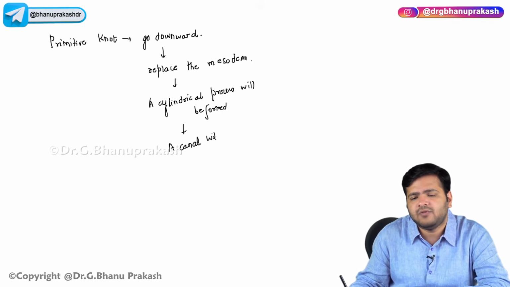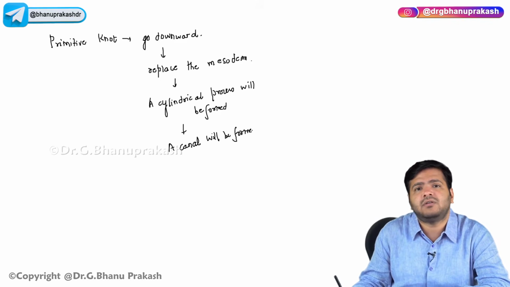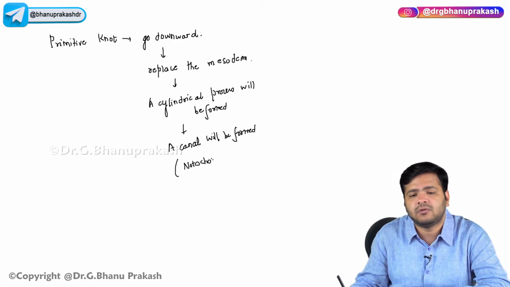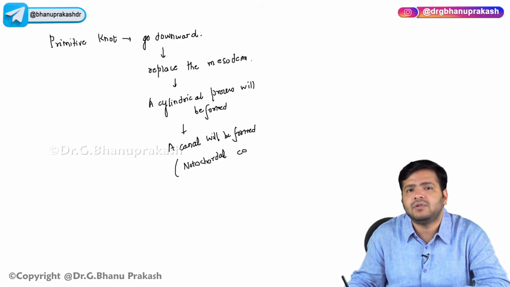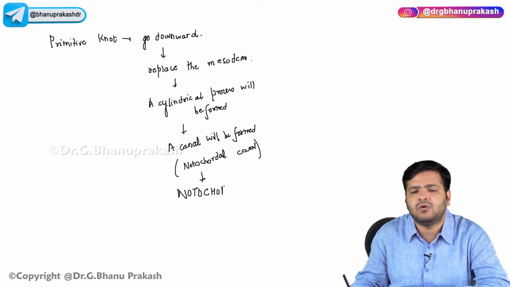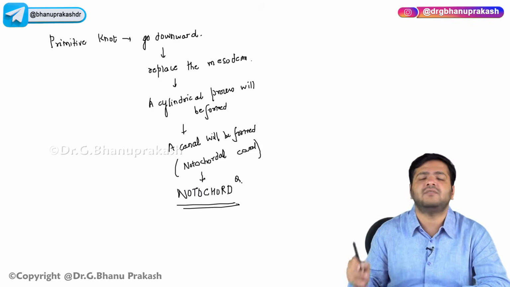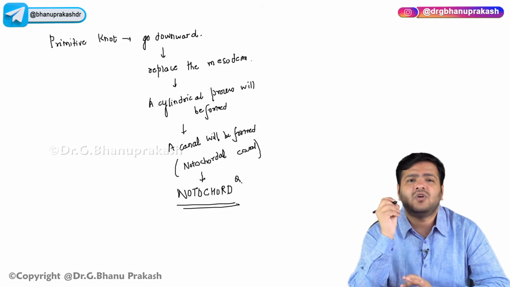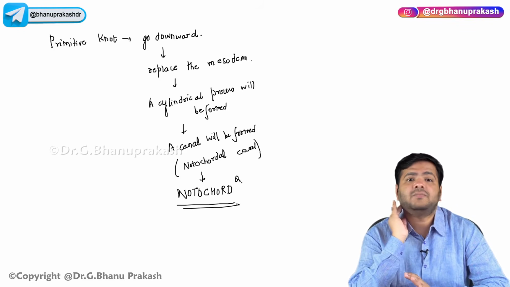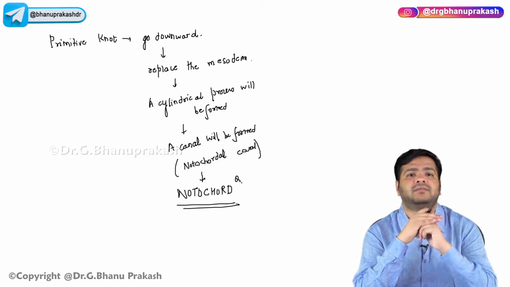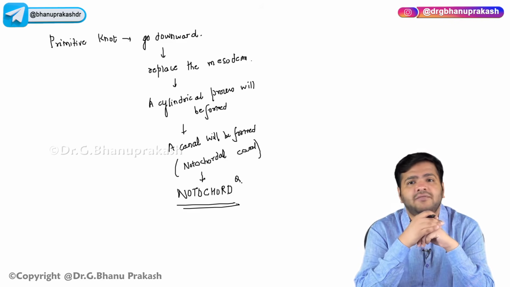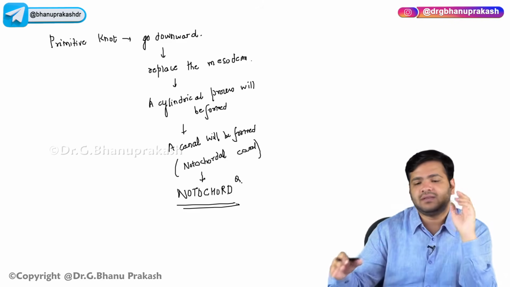A canal will be formed, and later on, remember, it is the notochordal canal which is formed, right? And ultimately what is formed, that is the notochord, right? So the notochord is arising from the primitive knot. Now the notochord is extending to the procaudal plate, the head end of the embryo, and you already know the buccopharyngeal membrane will give rise to opening of mouth, and cloacal membrane will give rise to opening of anus, right? So yes, that was about the notochord.